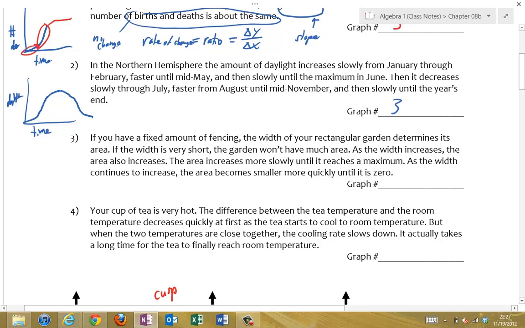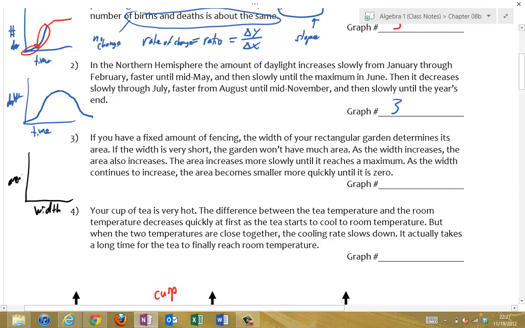Then, question 3. If you have a fixed amount of fencing, the width of your rectangular garden determines its area. If the width is very short, the garden won't have much area. That second sentence should tell you what your graph is going to look like. Meaning, if the width is very short, then the garden won't have much area.